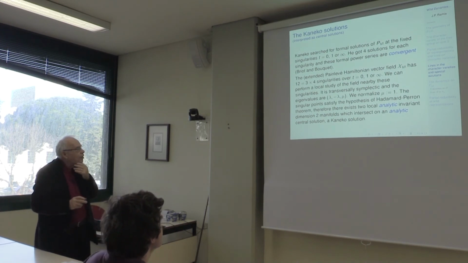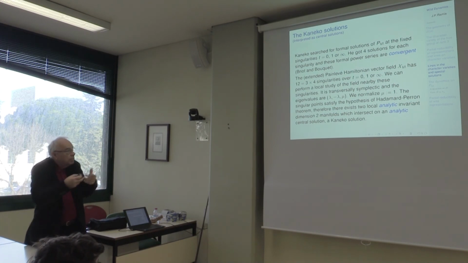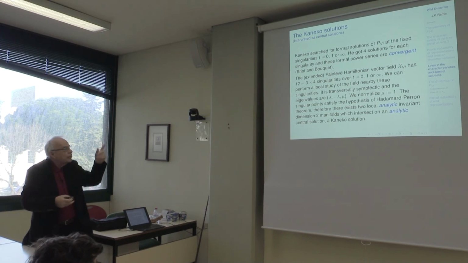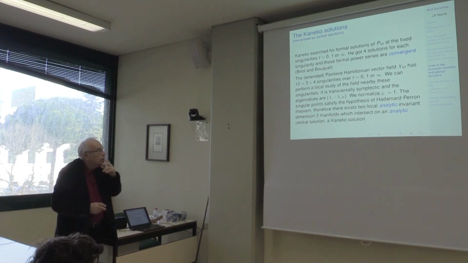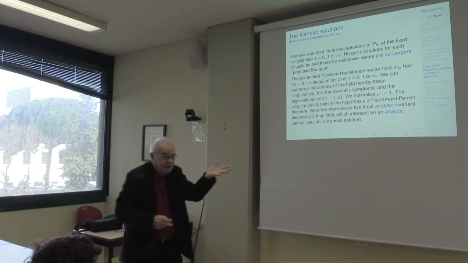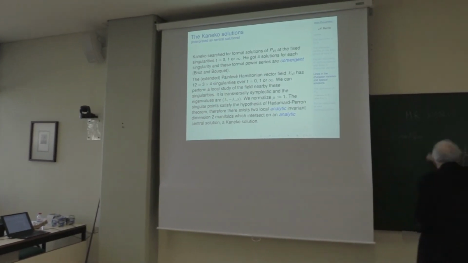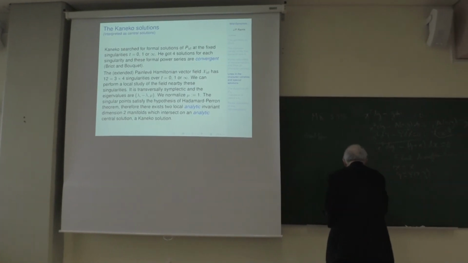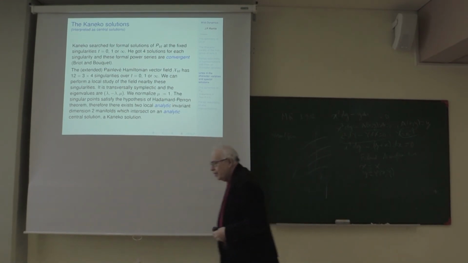Okay, so Kaneko searched for formal solutions of P6 at the fixed singularities, 0 and infinity. So he plugged in the solutions, and he got 4 formal rational solutions. So he got 4 solutions for each singularity. And using the Briot-Bouquet theorem, they are automatically convergent. Okay, and now I can look at each Kaneko solution. You have 0. You have this rational Kaneko solution.